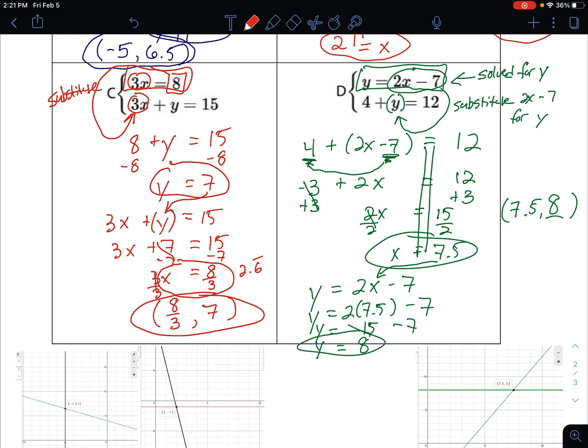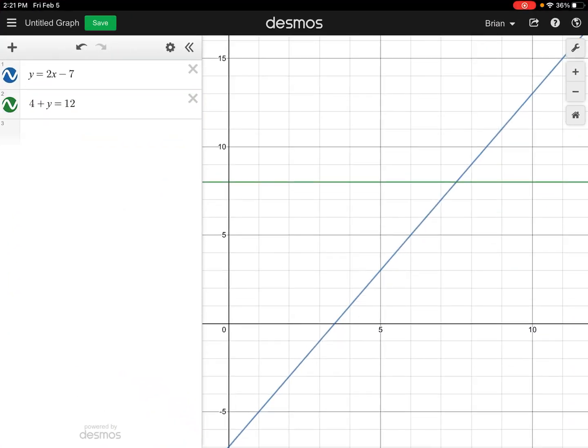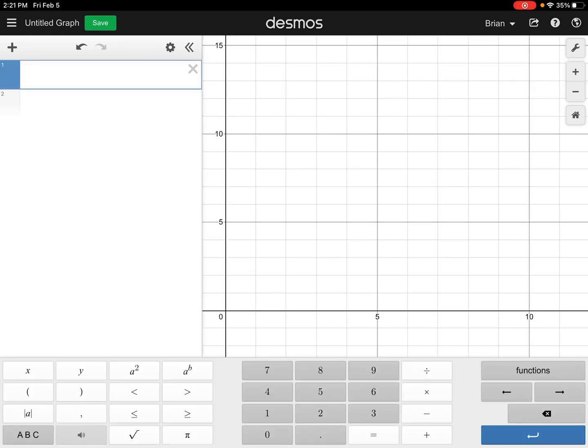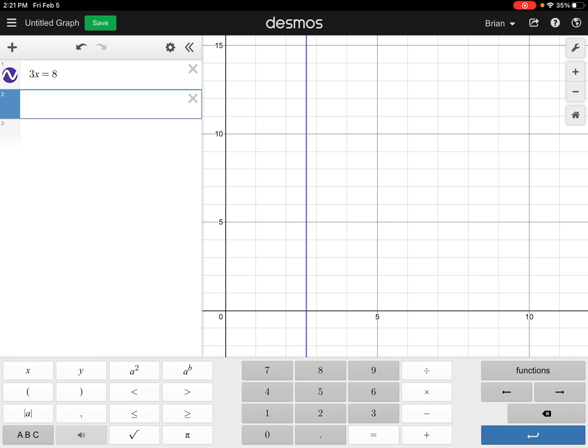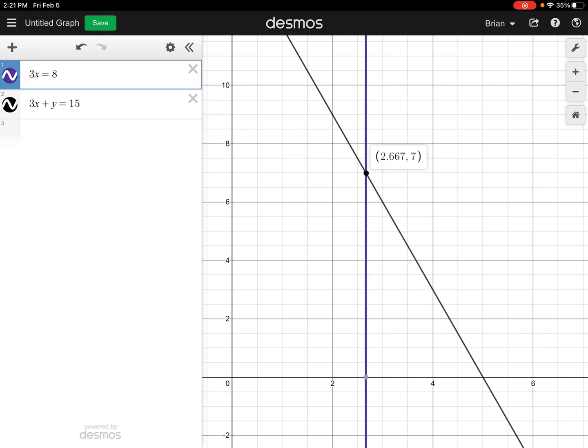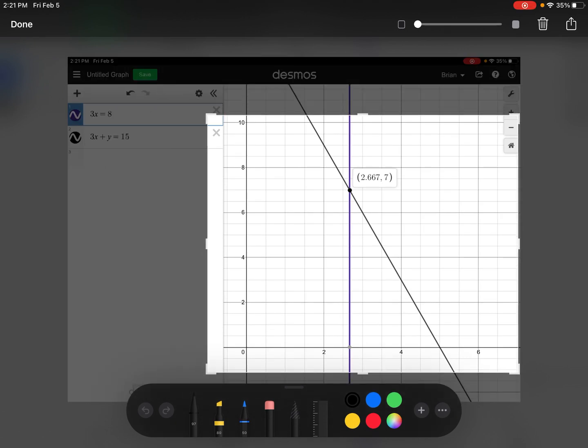And if I'm checking my answers like I did on the other ones, we'll remove those two. So 3x equals 8. Let's try that again. Equals 8. And then my second equation was 3x plus y equals 15. All right, here's my two lines. I can see that they cross right there. And there it is, 2.6 repeating, comma 7. So in other words, 2 and 2/3, 7 is where those two cross.